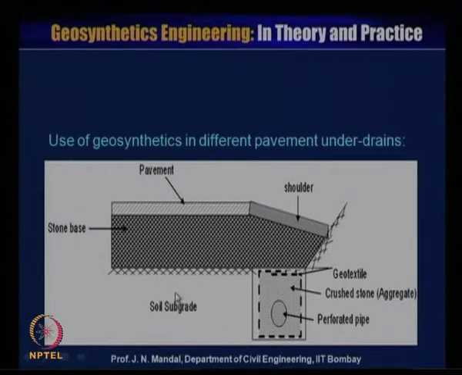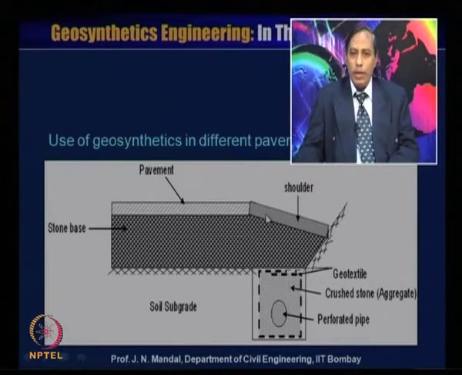Again, this is the soil subgrade, this is the stone base, this is the pavement, this portion is the shoulder, and this is the drainage part. You can see we can provide crushed stone or aggregate, wrapped with the geotextile material, and this is a perforated pipe, which is optional. So, whenever rainwater will percolate through the pavement to the stone base, and then it passes through this drain.